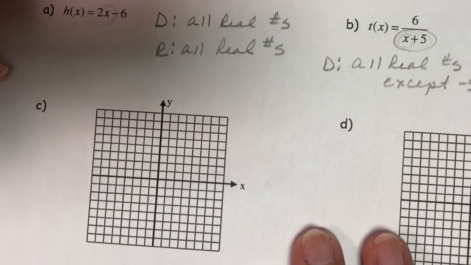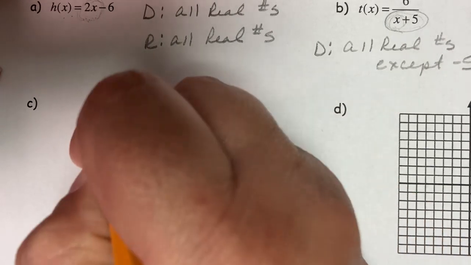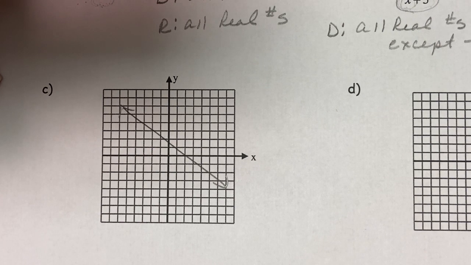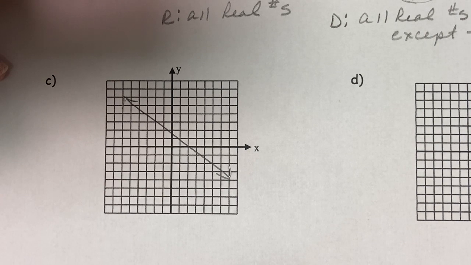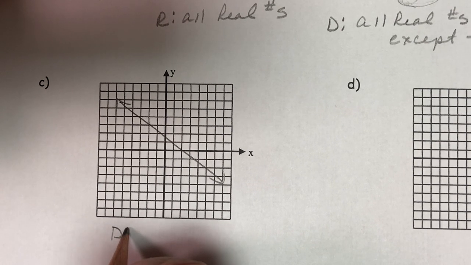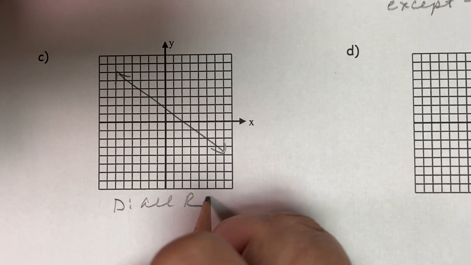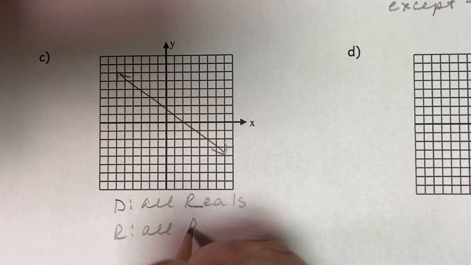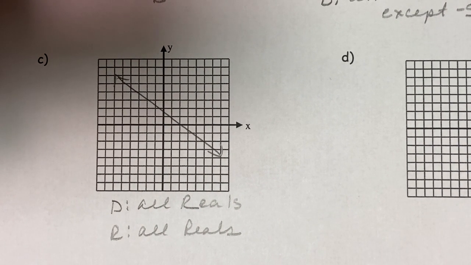All right, now we can also do this by looking at a picture. Let's say I give you this picture right here and I ask you for the domain and the range. Well, what did I just tell you? As long as you have a line and it's not vertical or horizontal, those 2 special types of lines, then your domain is all real numbers and your range is all real numbers, as long as it's a line.